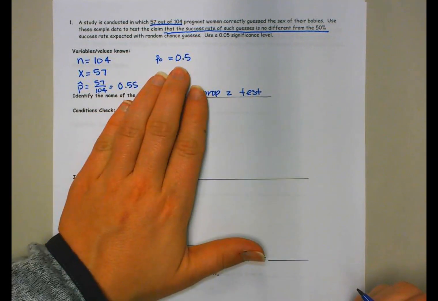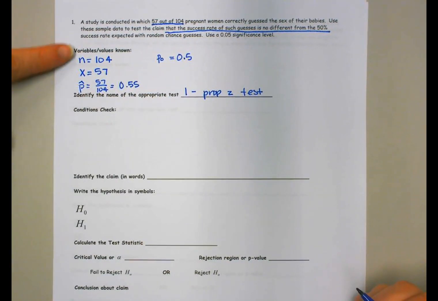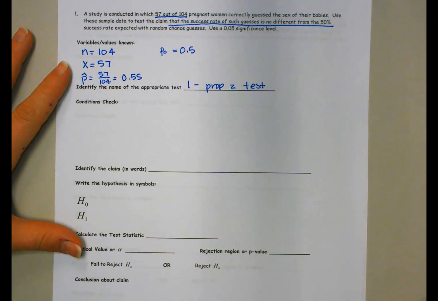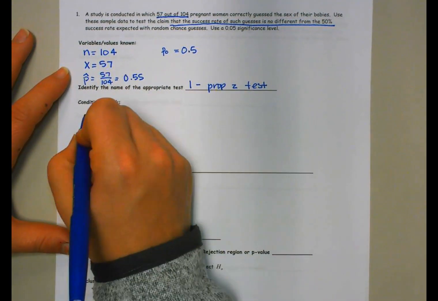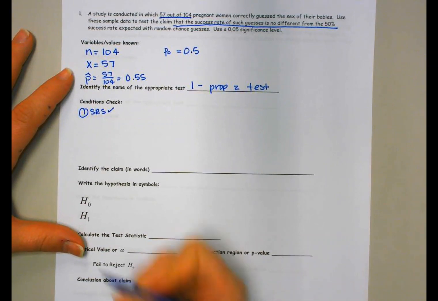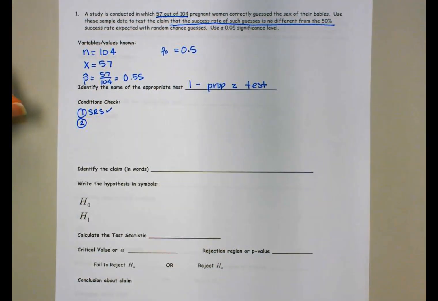Remember, this is always the claim, what we're testing in our null and alternative, and then this information is what we get from actually running our experiment or our study. All right, so then we'll check our conditions. We have a simple random sample. Right, we did a study, so we're assuming that comes with a simple random sample.